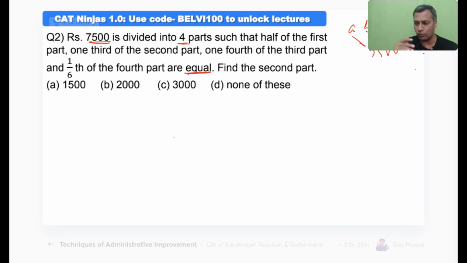Listen to me. What is the quick approach to resolve these things? Half of the first part. Okay, so you are writing something like this: half of A. Let's say the first part is called A. 1/3 of the second part, you write it as 1/3 of B, which is also equal to 1/4 of the third part, let me call it C, and 1/6 of the fourth part, let me call it D.